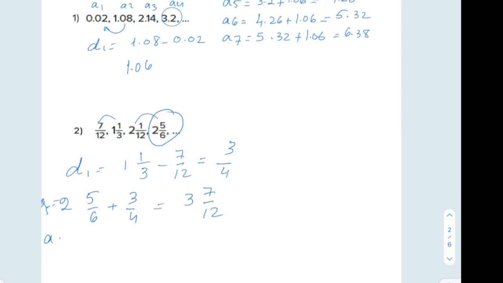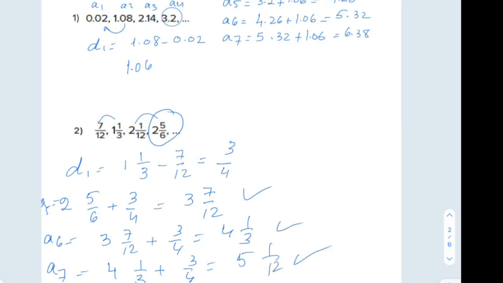Then the next term, term number 6, the final term, again we will add 3 over 4. It will be 4 and 1 over 3. Then term number 7, 4 and 1 over 3 plus 3 over 4, is 5 and 1 over 12. So these are the terms that I am looking for.